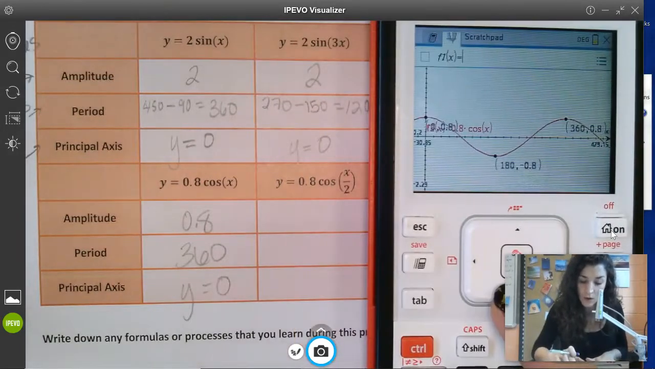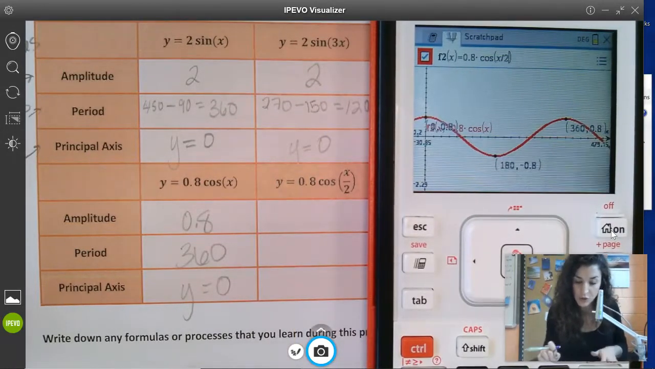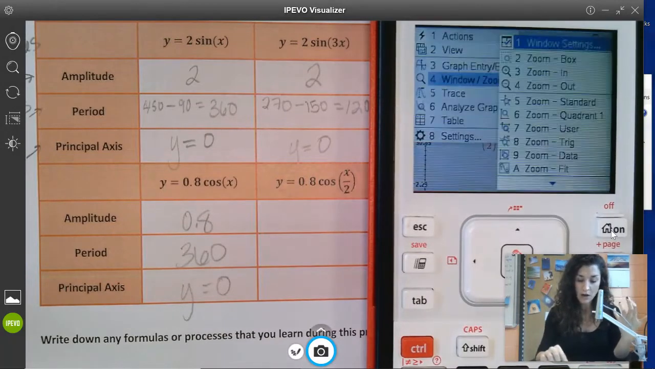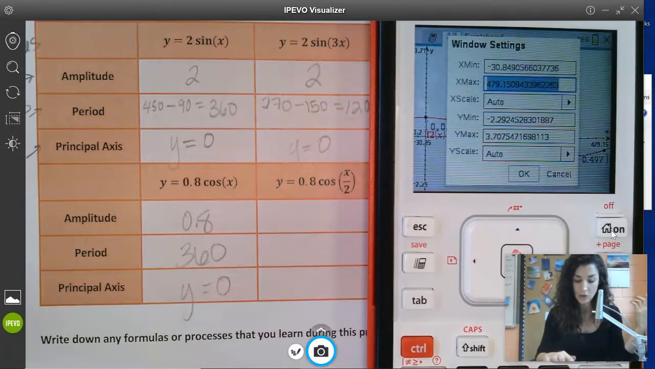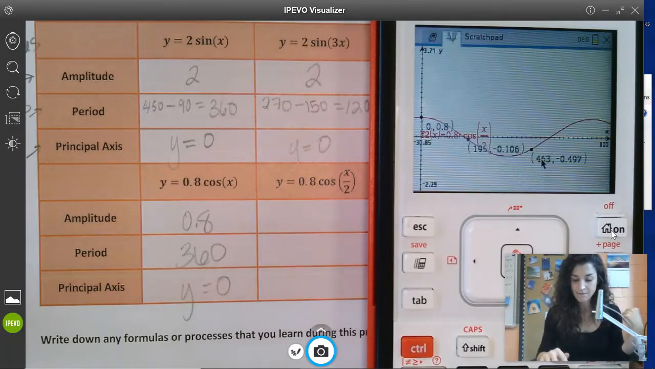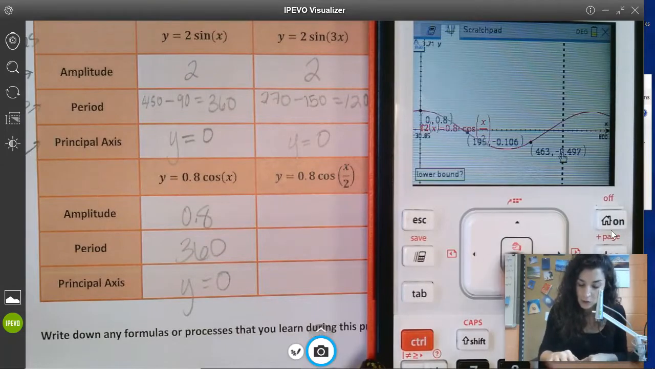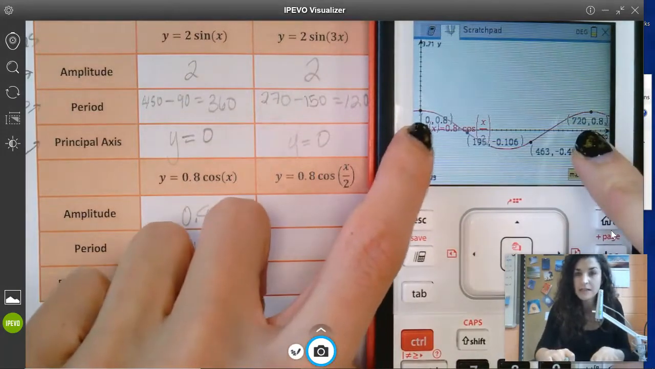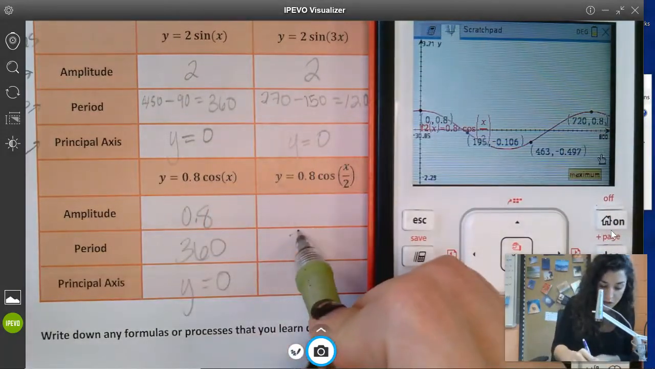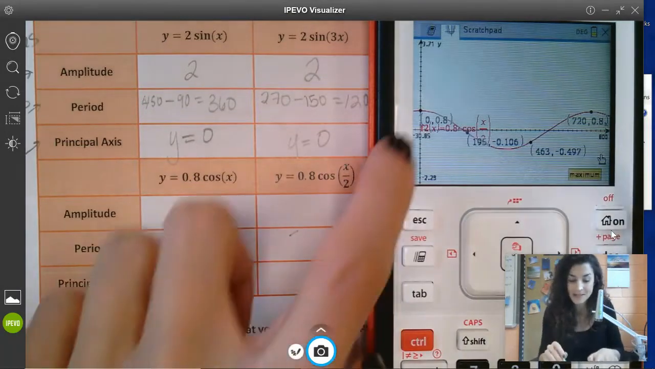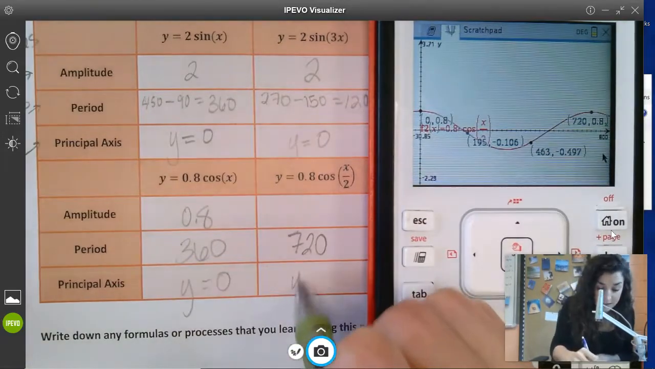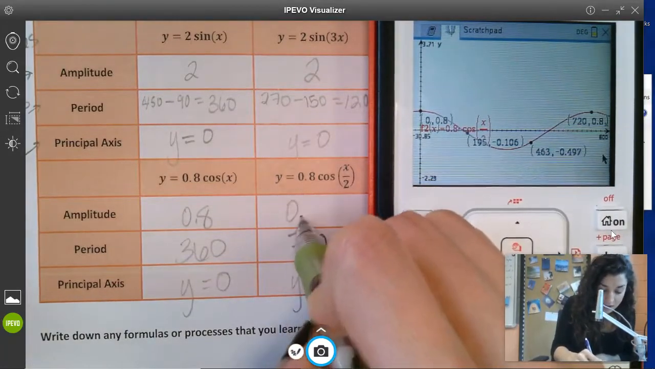Okay. Now, when we go in and divide by 2 on this guy, instead of squishing it all, when we multiplied by 3, when we divided by 2, it expanded it. So I'm going to go in and change my window a little bit. I'm going to maybe do 800. So grabbing my next maximum, I see that now my period is a distance between 0 and 720. Principal axis still in the middle, and our amplitude is still 0.8.